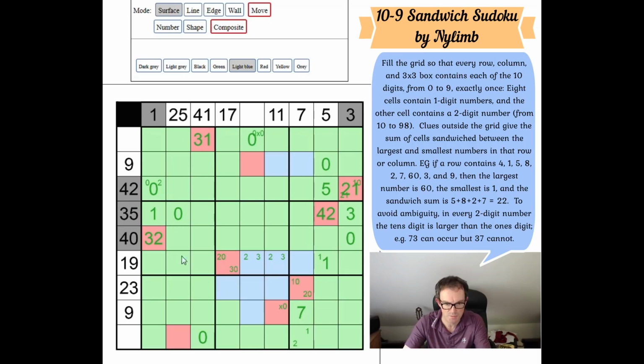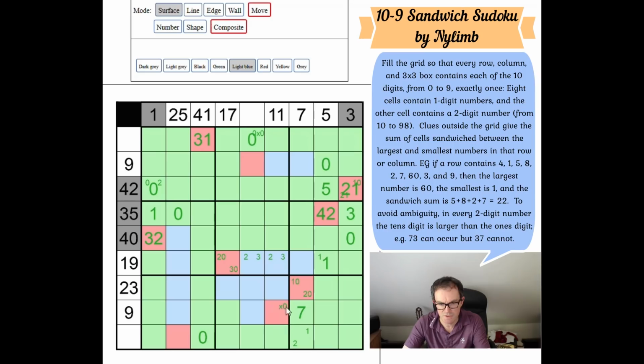Let's look at the columns. So, yeah, in this column we've got that sum adding to 25. And we've got this 11 as well. Oh. Yeah, but this 11 clue we can do something with, I think.